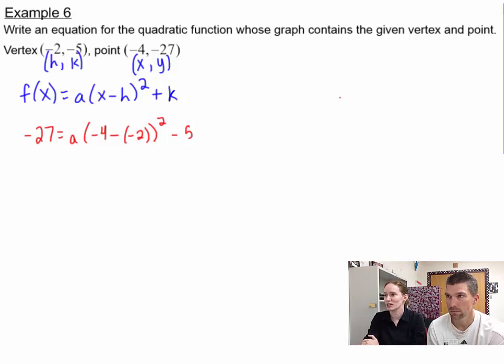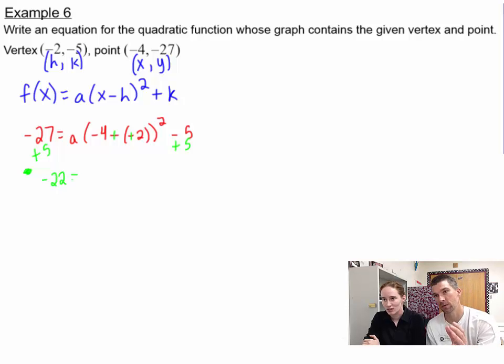And so here inside my parentheses, those are going to be pluses. Let's go ahead and add this 5 over. -27 plus 5 is -22. You realize for all the OCD kids, you just created a point of reference that they will not be able to get over. Oh, they'll be fine.